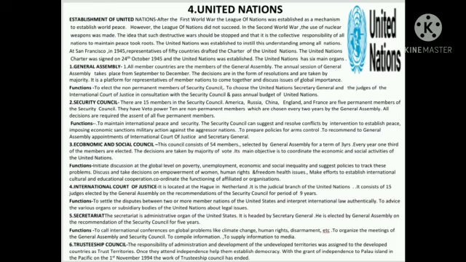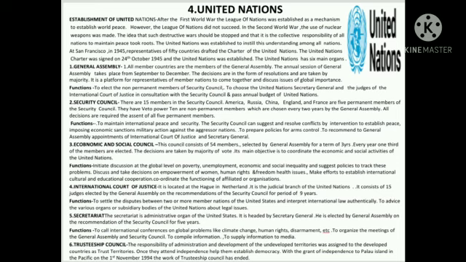of main points. After the First World War, the League of the Nations was established as a mechanism to establish world peace, but the League of the Nations did not succeed. After the Second World War, the use of nuclear weapons was made, and the idea that such destructive wars should be stopped and that it is the collective responsibility of all the nations to do so, and that's why the United Nations was established after the Second World War to instill this understanding among all nations.